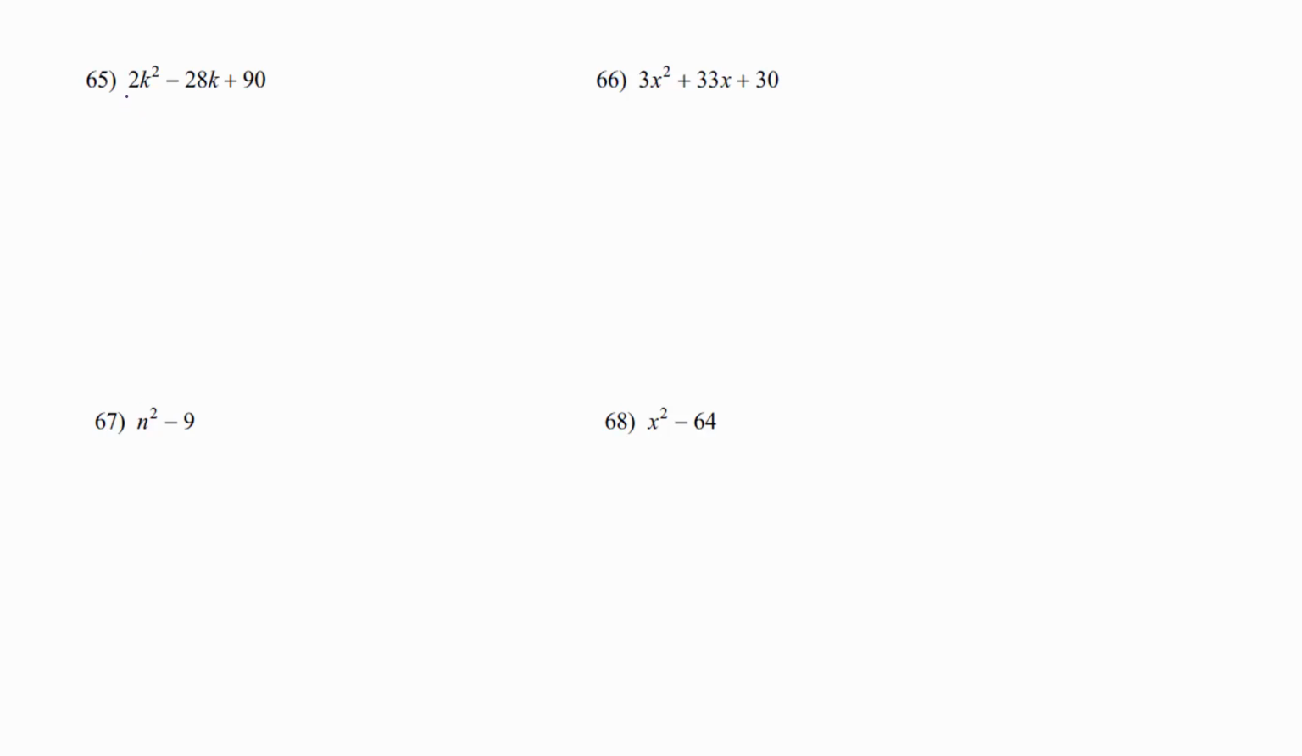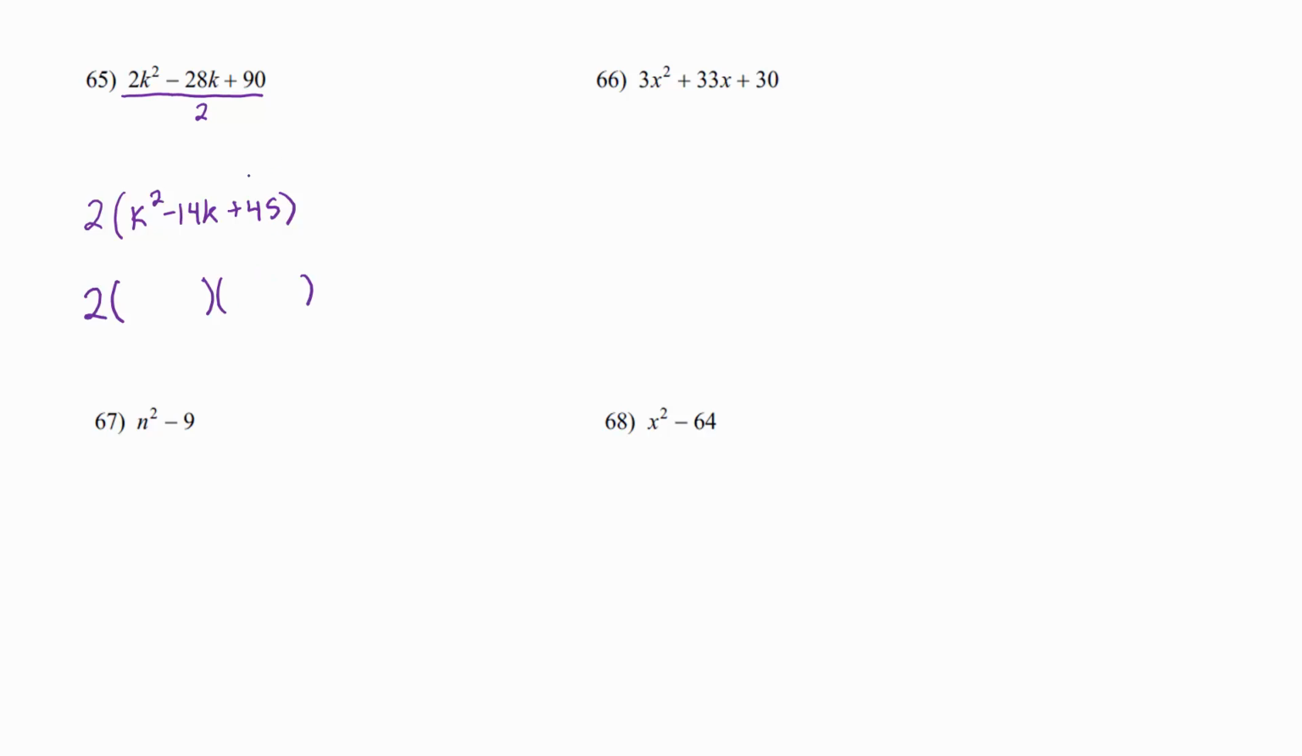Let's try that again. All of these can be divided by 2. And so we're going to do that to start. I'm going to say 2 times k squared minus 14k plus 45, just like we did earlier, where we were taking out the common factor. But I want to now check, because of what I have inside, a k squared, a k, and a number, I want to check to see if this will factor into 2 parentheses as well.